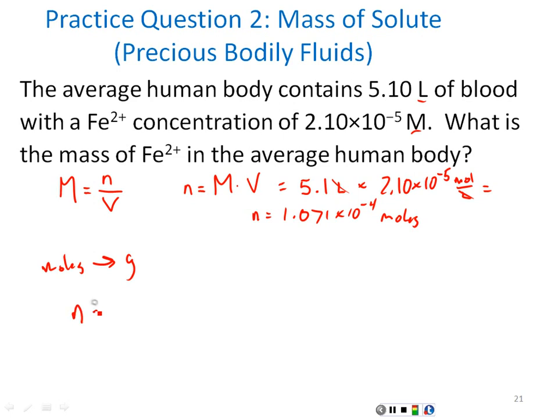Well, we're given the moles. We times the moles by the molecular weight, and that will give us a mass. So the molecular weight of iron is 55.8 grams per mole. And you can find this from the periodic table because iron is an atom in this case.